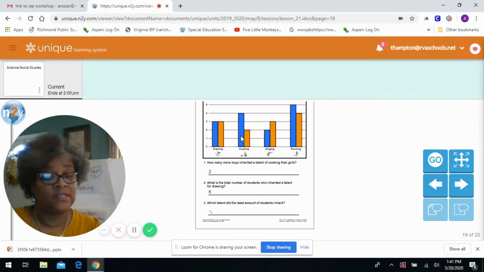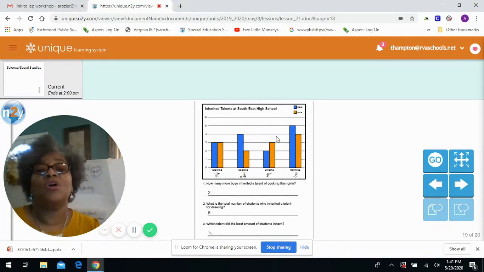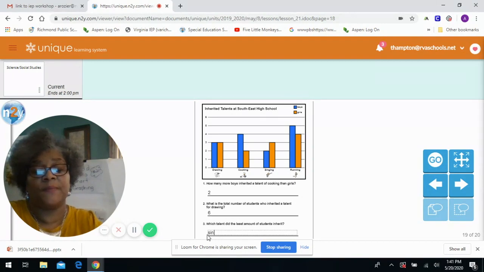So which talent did the least amount of students inherit? So they said students, they didn't say boys or girls. So you have to add both columns. All right, so we have 6 here, and that's 2 and 4, that's 6 there, and that's 2 and 3, that's 5. And this is 4 plus 5, that's 9. So which one? It was singing. So you type in singing. All righty, so that's how that goes.